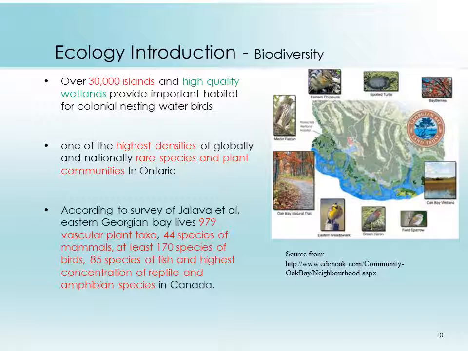Georgian Bay is a beautiful bay. It has over 30,000 islands and high-quality wetlands, providing important habitat for colony nesting waterbirds. And the Georgian Bay has one of the highest densities of globally and nationally rare species and plant communities in Ontario. According to the survey, here live 979 plants and 44 species of mammals, at least 170 species of birds, 85 species of fish, and the highest concentration of reptile and amphibian species in Canada.